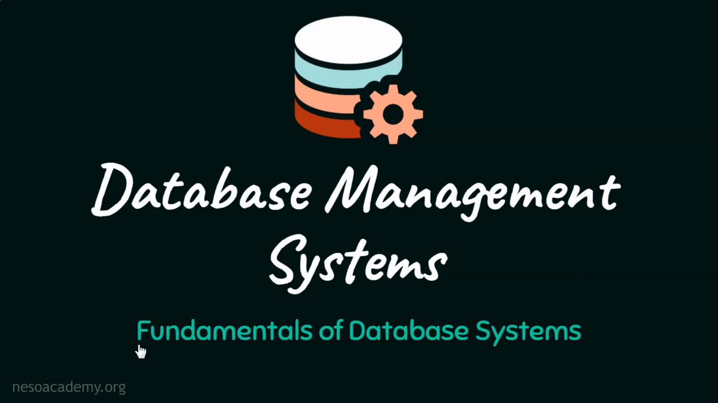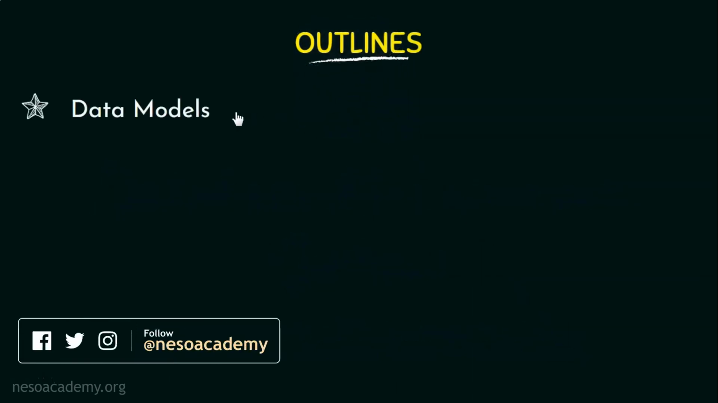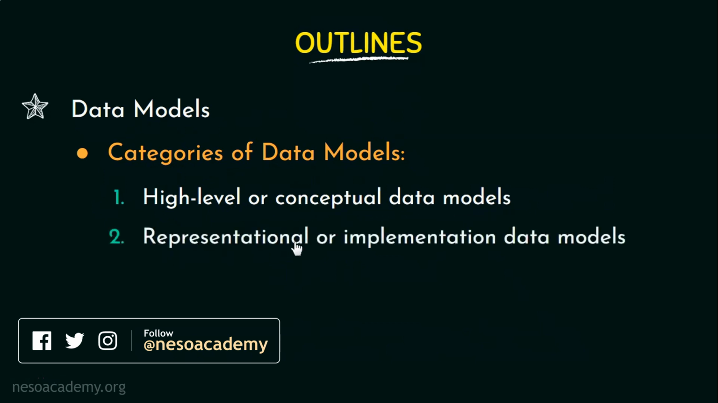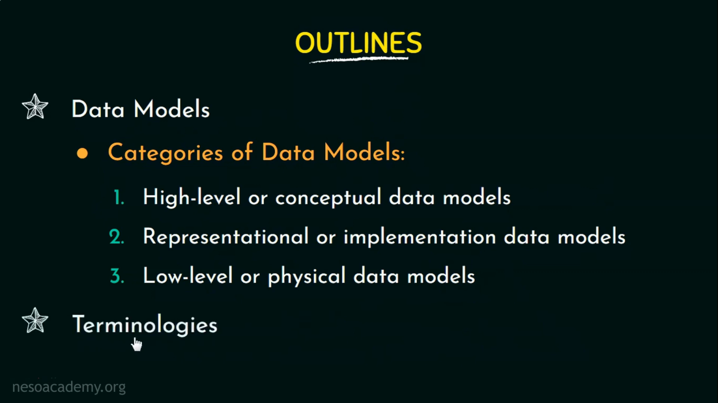In this video, we will be looking into the fundamentals of database systems. Now let's go through the outlines of this video. First, we will be discussing what a data model is and also its categories. The first category of data model is the high-level or conceptual data model. Then we have the representational or implementation data models, and finally low-level or physical data models. And then we will be looking at a few terminologies that we need to familiarize with.